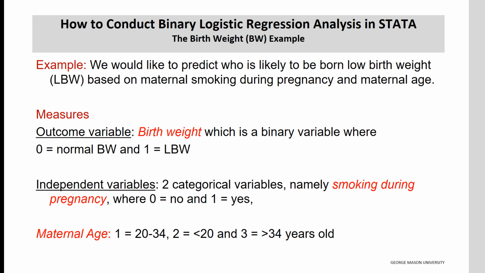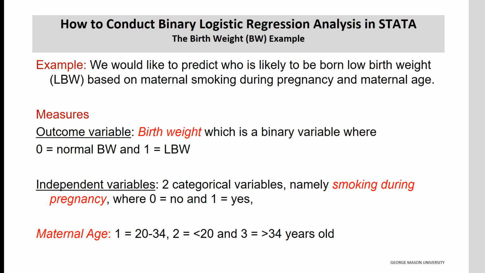Let's suppose we would like to predict who's likely to be born low birth weight based on maternal smoking during pregnancy and maternal age. So let's take a look at the measures. Our outcome variable is birth weight, which is a binary variable where 0 stands for normal birth weight and 1 is low birth weight.